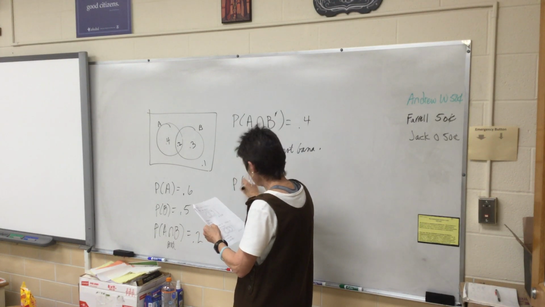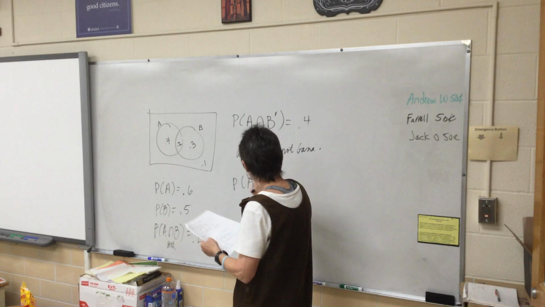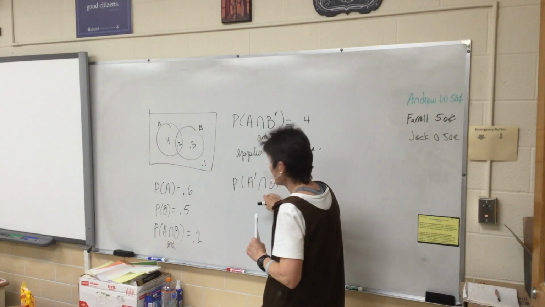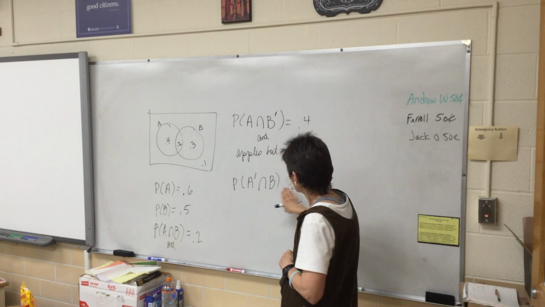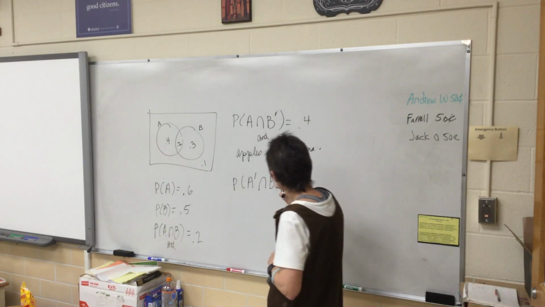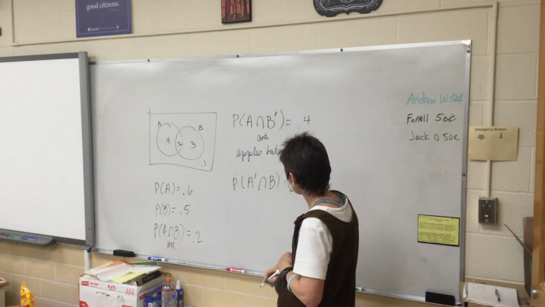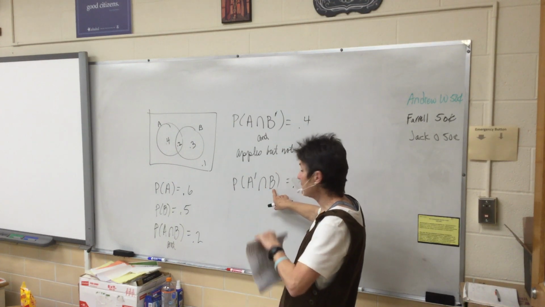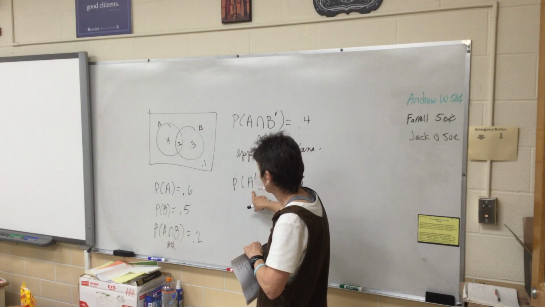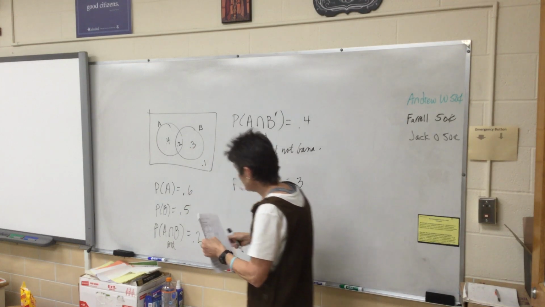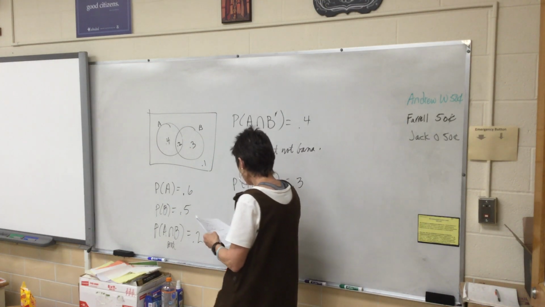What's the probability of not apples and bananas? So these guys like bananas but not apples. So that's 0.3. This means you are in the B ball, but you are not in the A ball. So that's 0.3. And what does this last one mean?